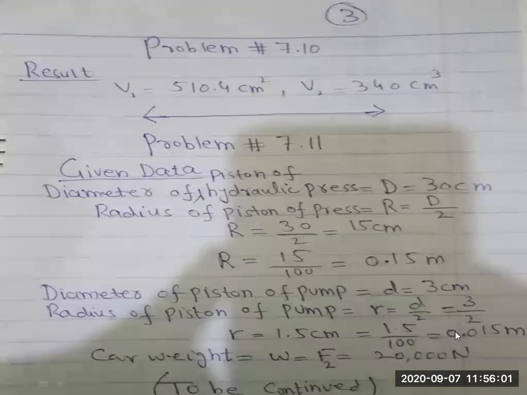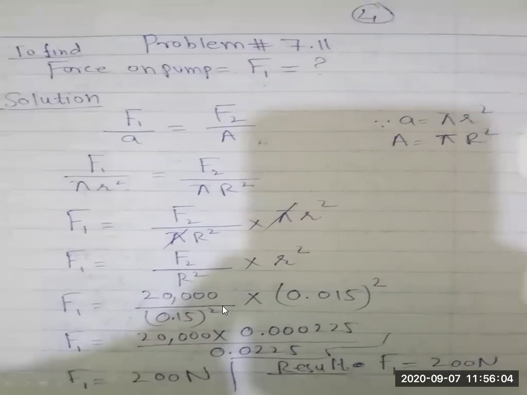Small r, so the value of small r is 0.015. If you put this value in this formula, F2 divided by capital R squared multiplied by small r squared, and substitute, it will be 20,000 times 0.015 whole squared. If you take it with the help of the calculator, you will find 0.000225, and 0.15 whole squared is 0.0225, right? If you solve with the help of calculator, 20,000 multiplied by 0.000225 divided by 0.0225, you will get 200 as the answer.